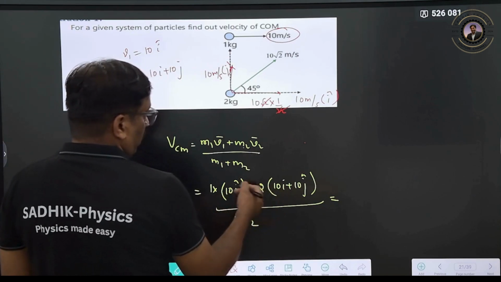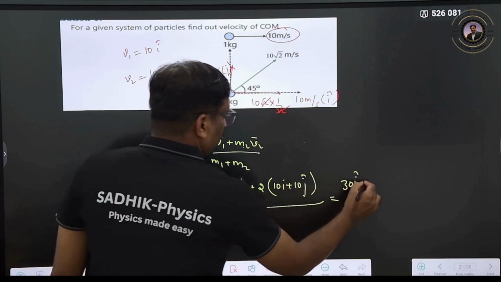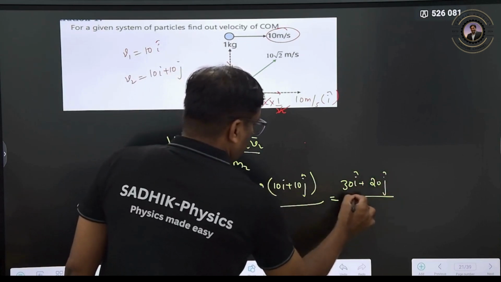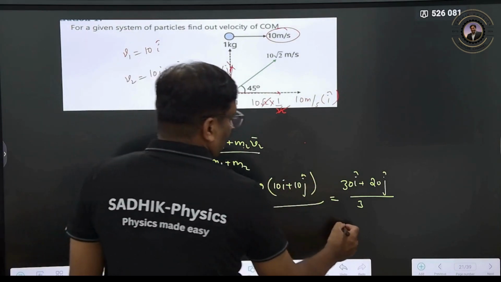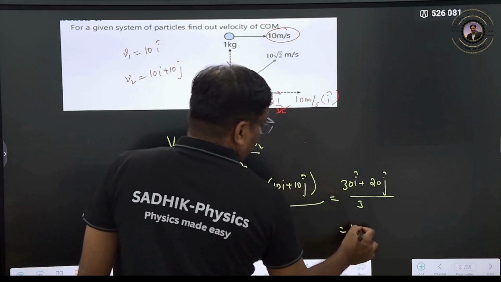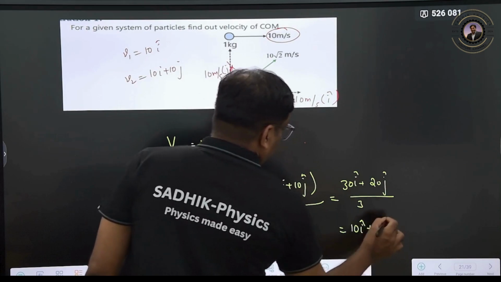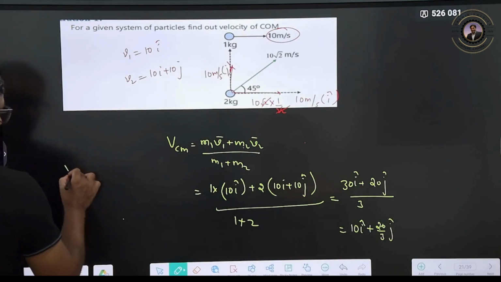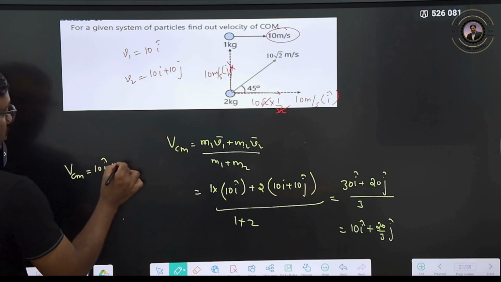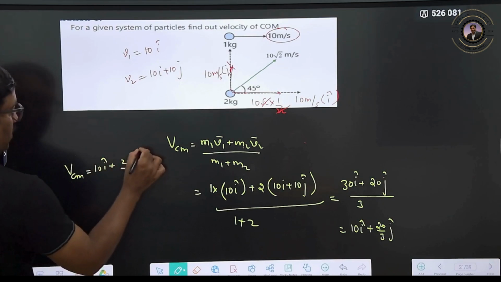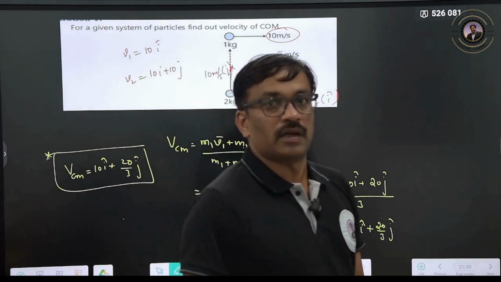10 plus 20, 30 I cap plus 20 j cap divided by 3. So 3 gets cancelled out, no. So you can split it here. So what will you get now? 30 by 3, therefore 10 I cap, and 20 by 3 j cap. What will be the velocity of the center of mass? So velocity of center of mass will be equal to 10 I cap plus 20 by 3 j cap. Clear? In this way you can solve the problems very easily.